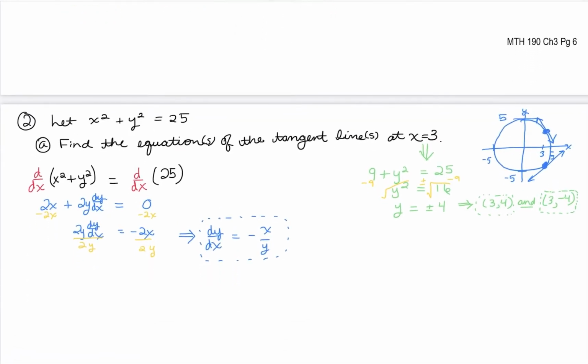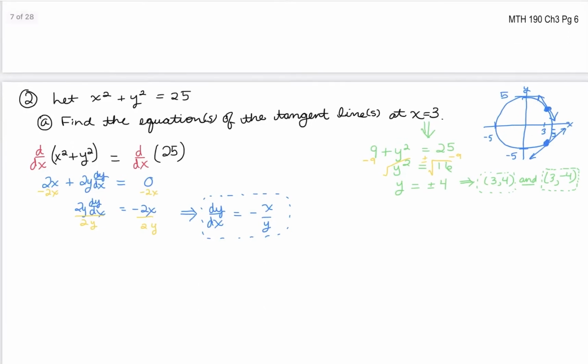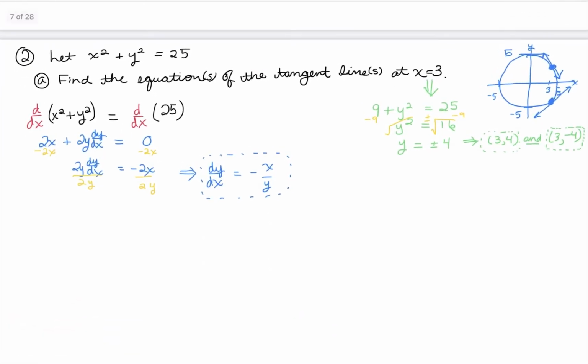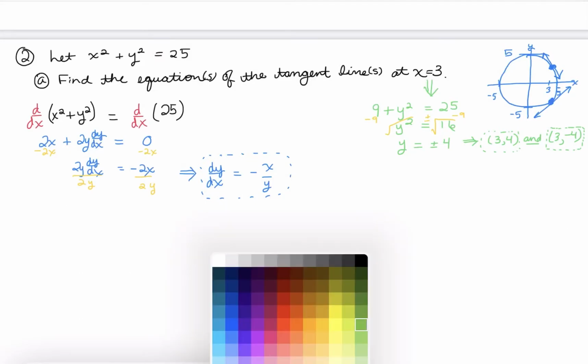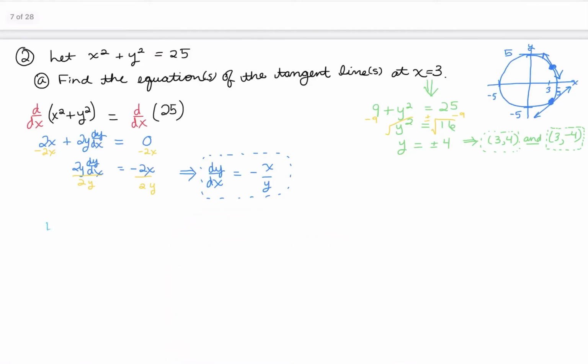Hope this goes okay. So now we need to find the slope of the tangent line at these two different points. So we really have a branching here that's occurring because we're going to have two different equations. Let's write this out here. We're going to have the equation at the point (3, 4). So that's going to be one of the equations we need to find. And then we're also going to need to find the equation at (3, -4). So I'll just branch these separately.